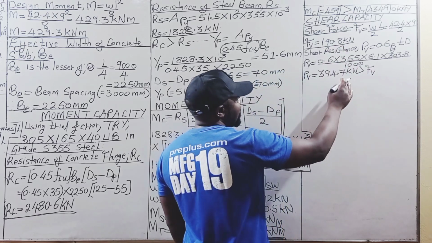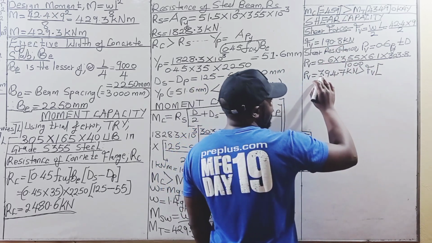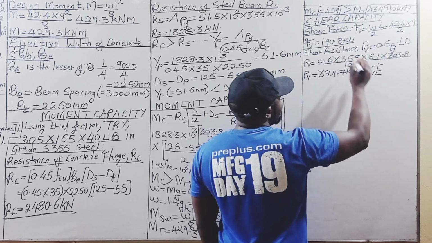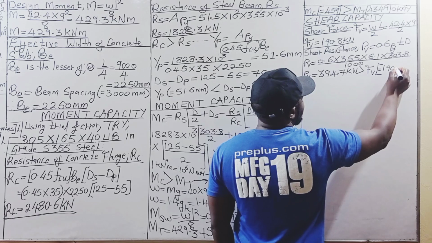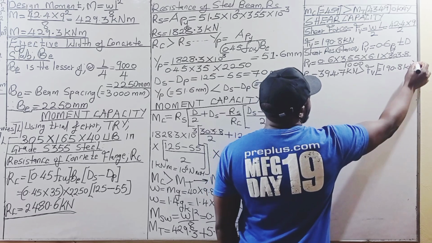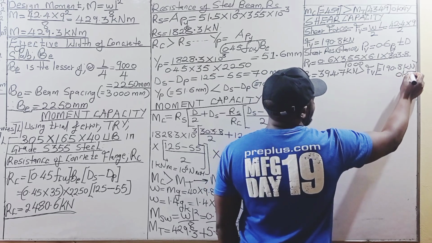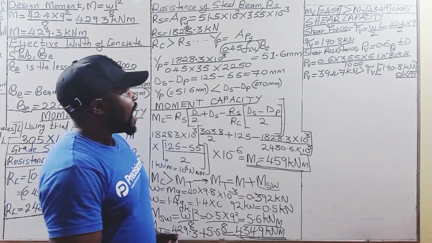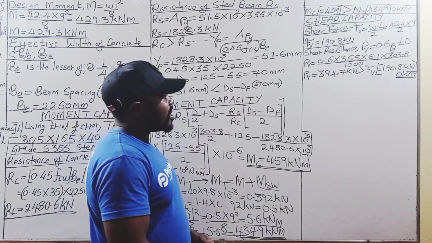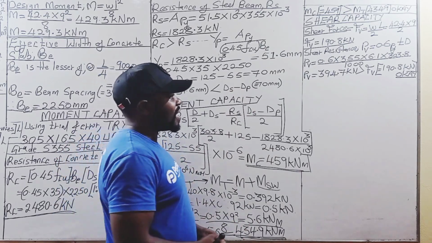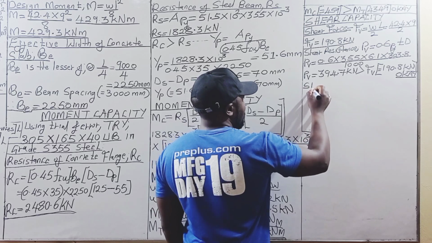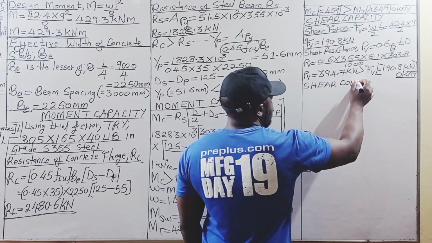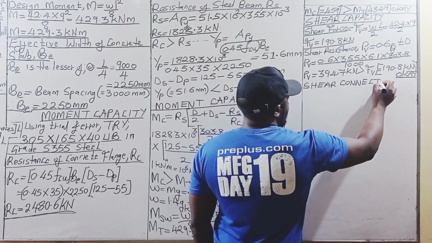This shear resistance should be greater than the shear force, that is Fv. And we actually find that that is correct, since PV, which is 394.7, is greater than FV, which is 190.8 kilonewtons. And therefore, that means that the section we have selected is very much okay. After determining the value of the shear and comparing with the shear resistance, we are going now to check the shear connectors.